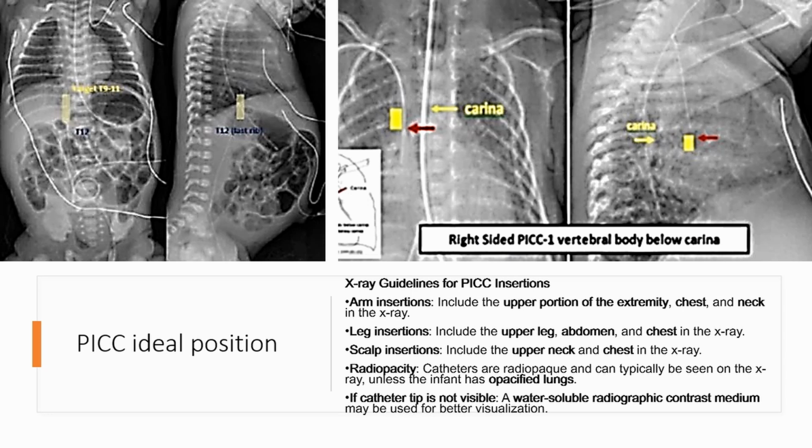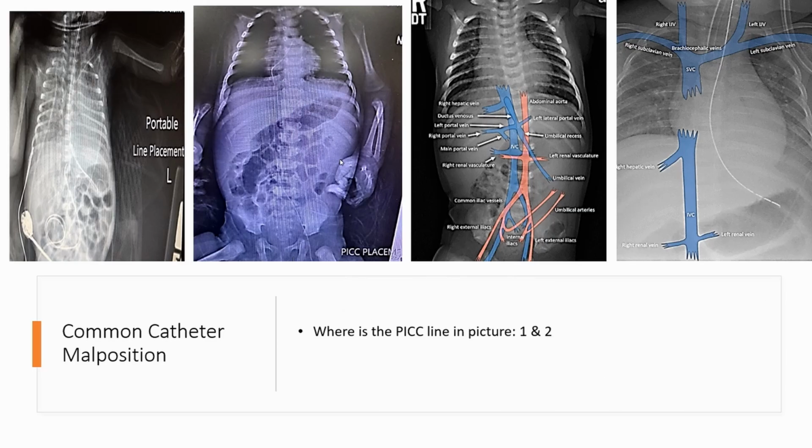Radiopacity. Catheters are radiopaque and can typically be seen on the X-ray unless the infant has opacified lungs. If catheter tip is not visible, a water-soluble radiographic contrast medium may be used for better visualization. Where is the PICC line in picture 1 and 2?